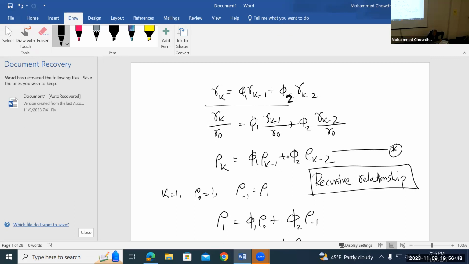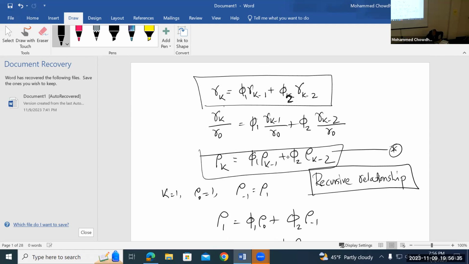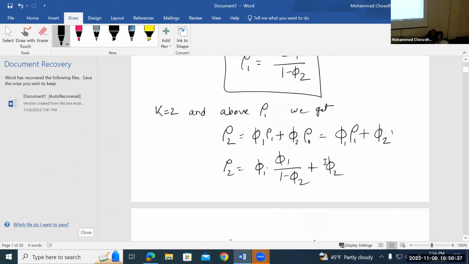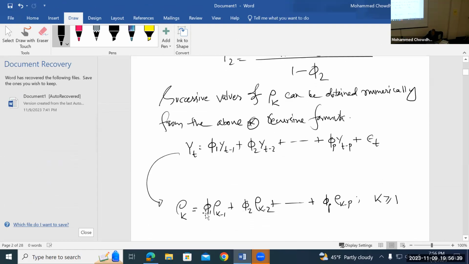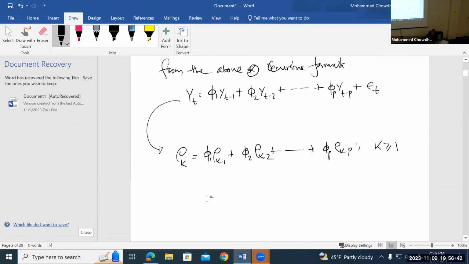So this was our value that we obtained from the second order model after multiplying by y t minus k and then dividing it by the variance formula. We got the expressions like this. Similarly, for the pth order models, we will also get this type of formula. So in such cases, we can compute any rho values under these circumstances.